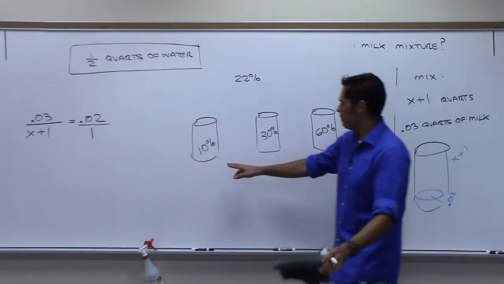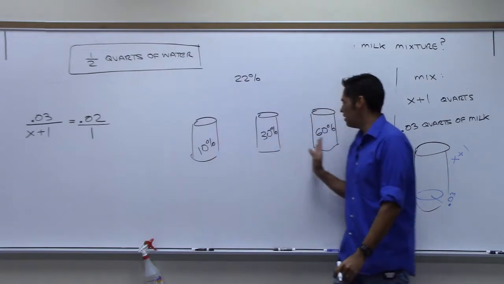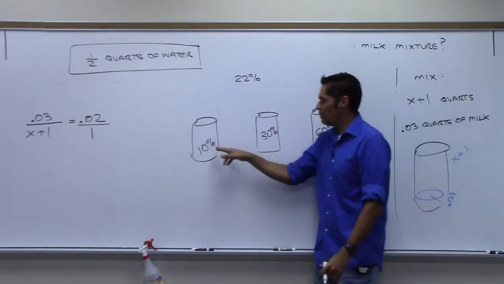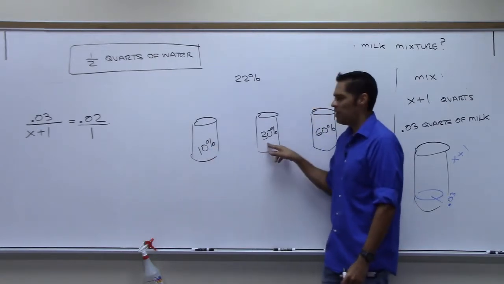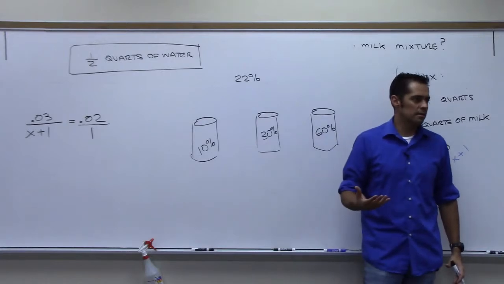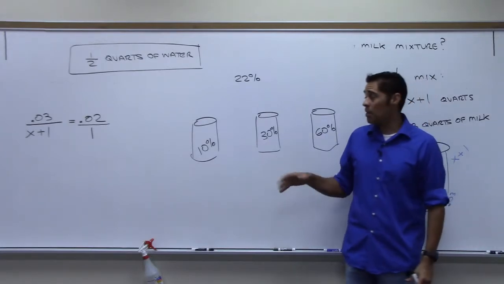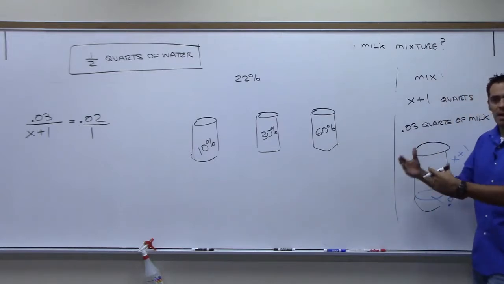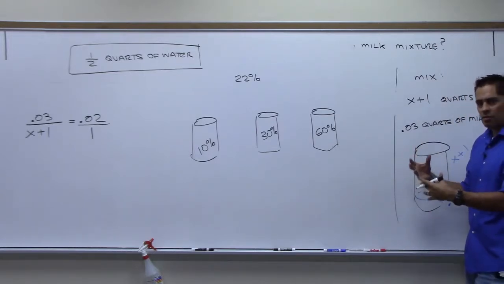Well, they don't have 22%. They only have 10, 30, and 60, so they don't say, oh, well, never mind, we can't do it. They have to figure out how much of this one to mix with this one to make it 22%. And that's beyond what we just did right now. It's a harder problem, but it's leading up to that same idea, that you can actually figure these things out.